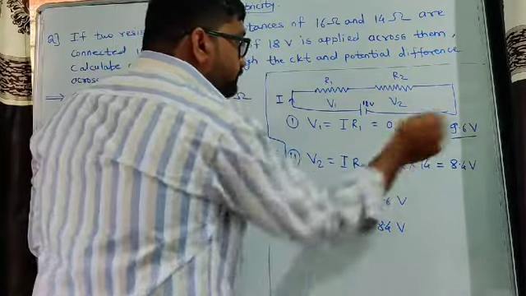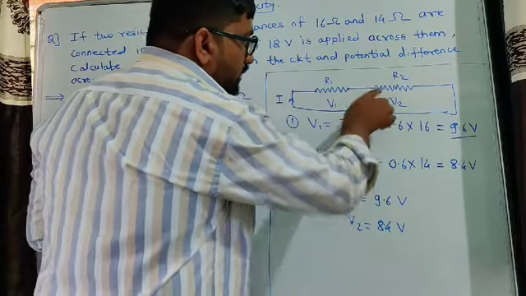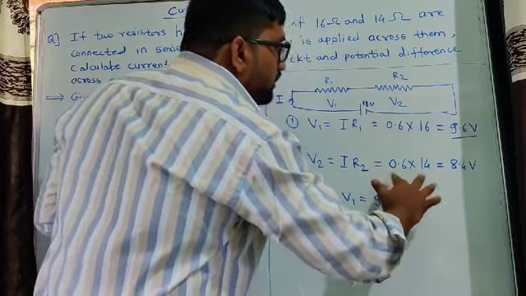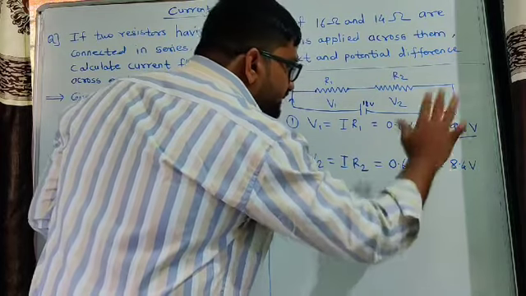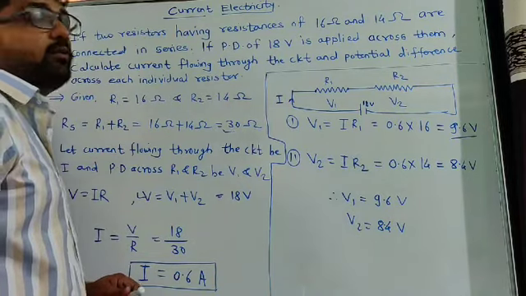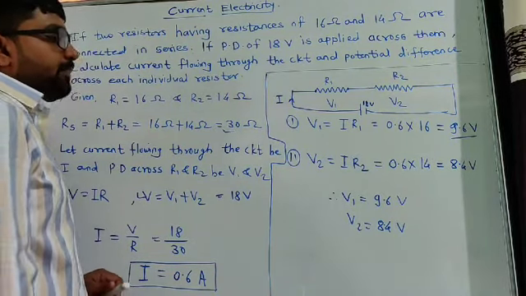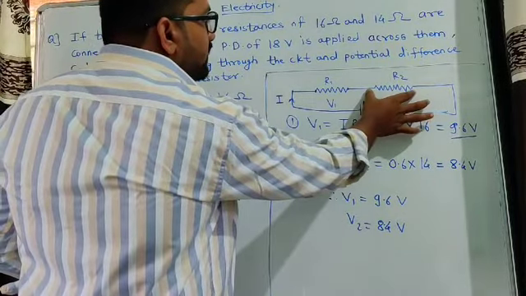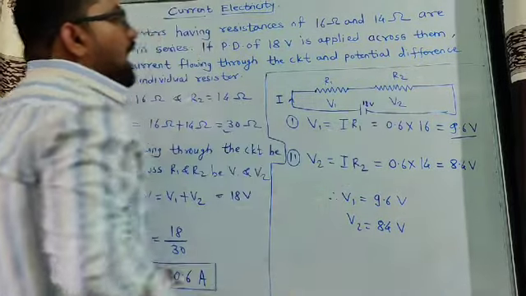0.6 into R2, that is the value of resistor R2 is how much? 14 ohm. So 0.6 into 14, which is equal to 8.4 volt. Okay, so this is the value of the potential difference across resistor R2.